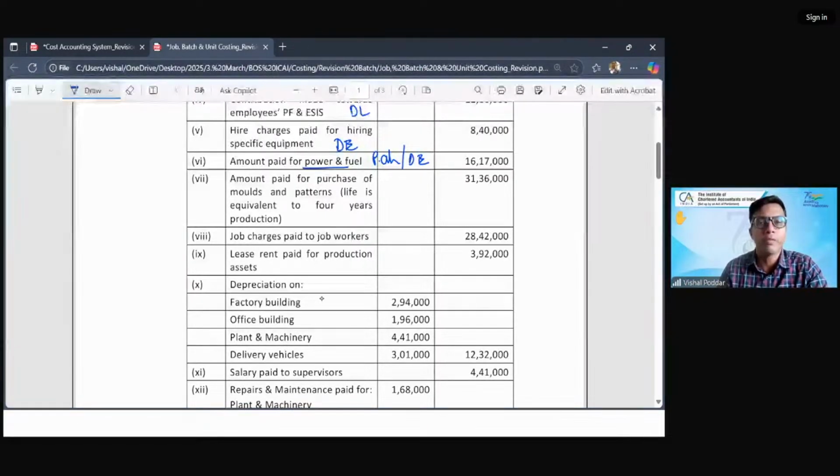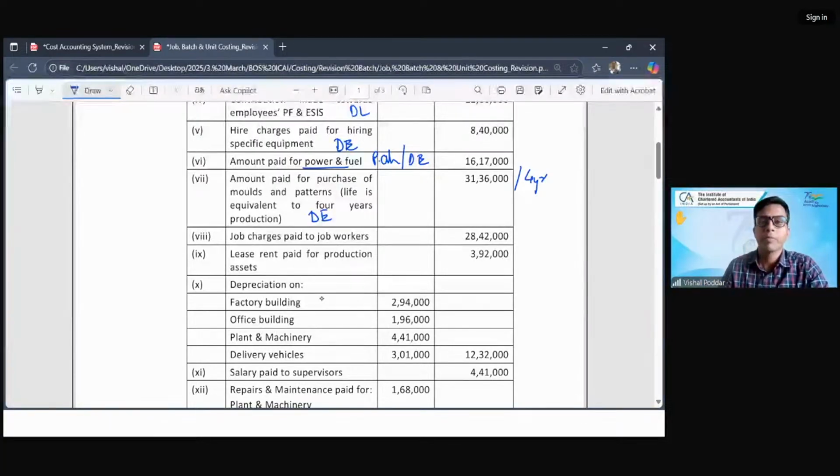Then amount paid for purchase of molds and patterns, life is equivalent to 4 years. Now we know when the life is 4 years, what you do is you apportion it in 4 years by dividing it by 4. So you get the proportionate depreciation or apportioned amount of the molds and dies. Now very important is molds and dies are required to make the product. Now, generally, they have a direct relation with your product and production. That is why they come in direct expenses.